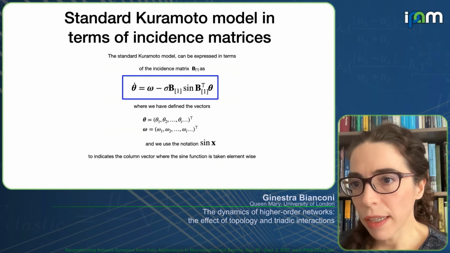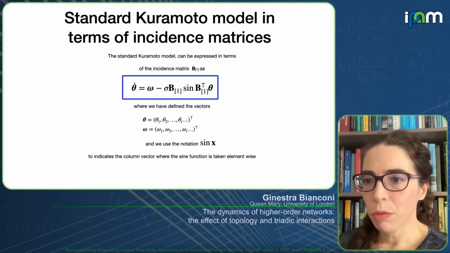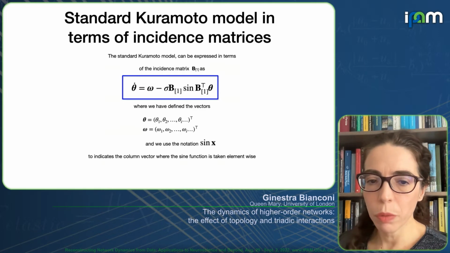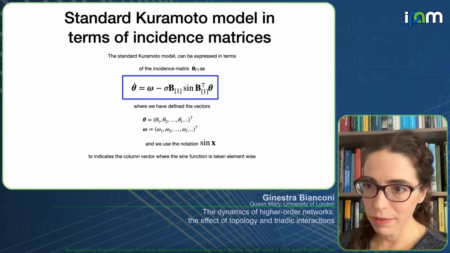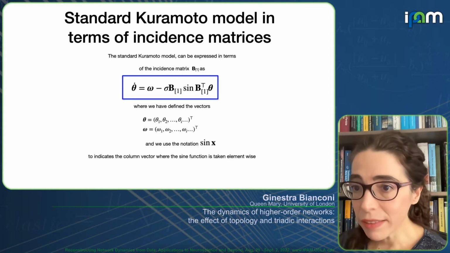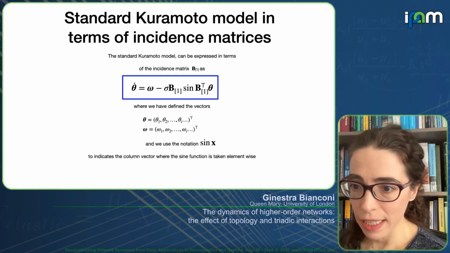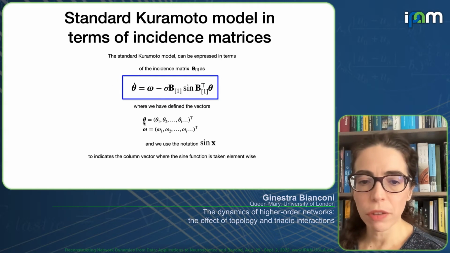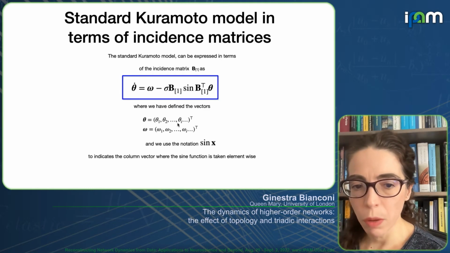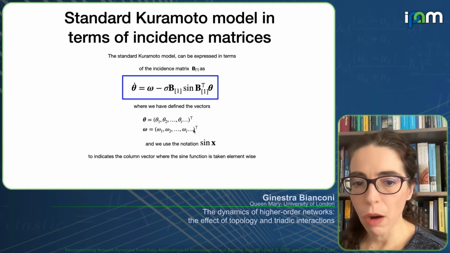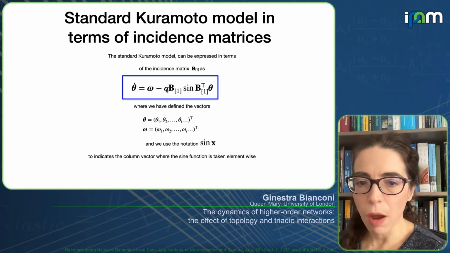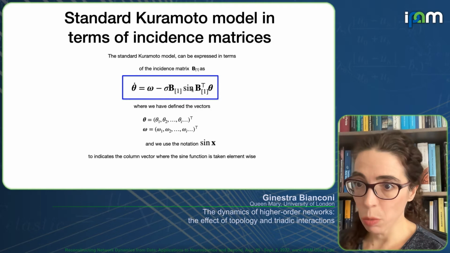And the first thing that we realized is that the Kuramoto model, which I introduced to you with this adjacency matrix A_ij, can be written equivalently with the incidence matrix B1, where theta is the vector of phases associated to the nodes, omega is the vector of frequencies, one for each node, sigma is the coupling constant, and then here you take the sign function element-wise.